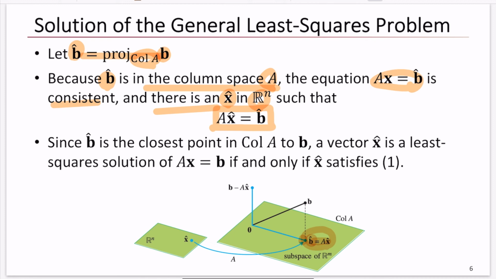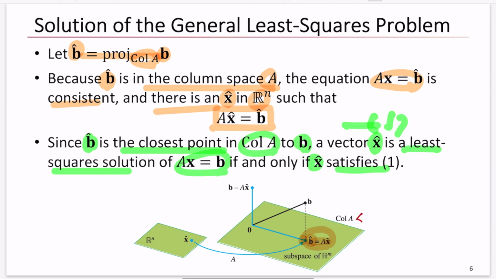Right? In addition, since b hat is the closest point in the column space of matrix A to the vector b, vector x hat is a least squares solution of Ax equals b if and only if x hat satisfies this equation. This is very, very intuitive. We already talked about this one, but this has the same meaning as the previous lectures.